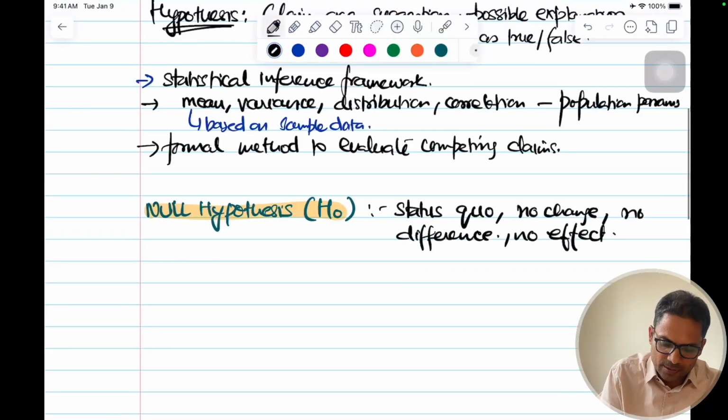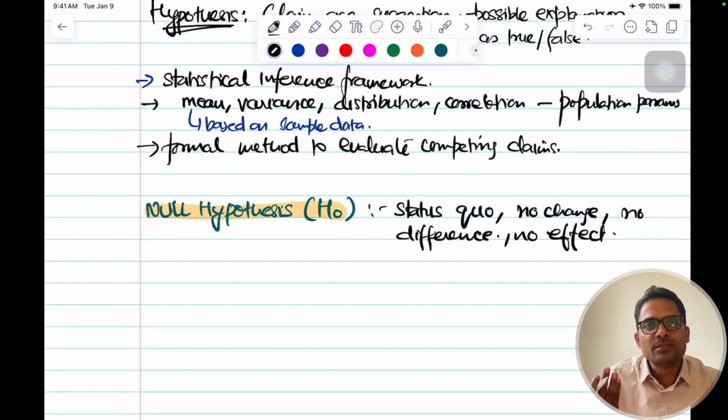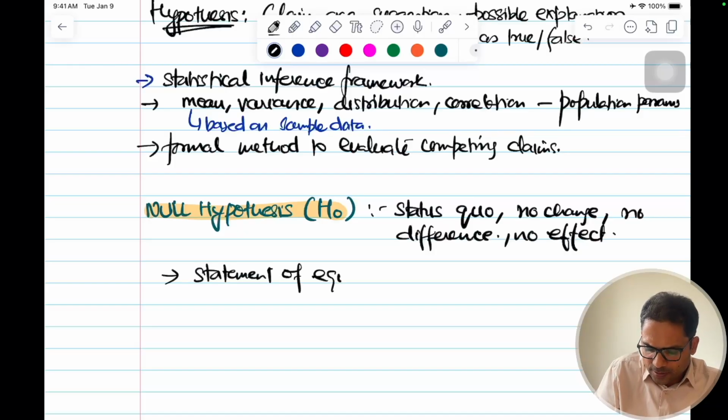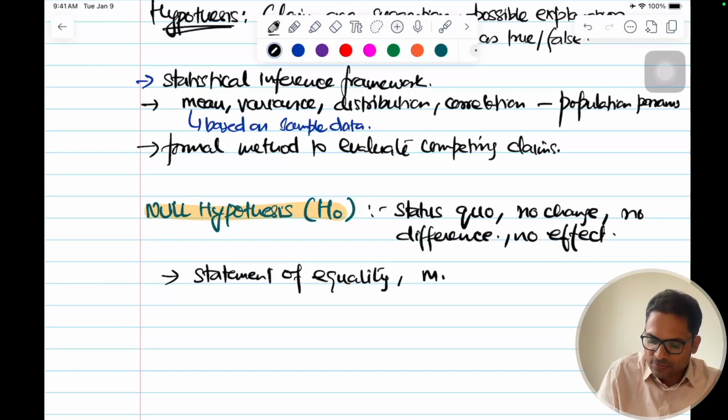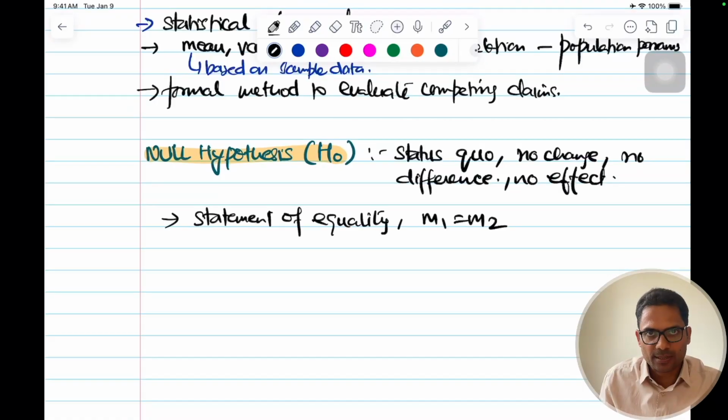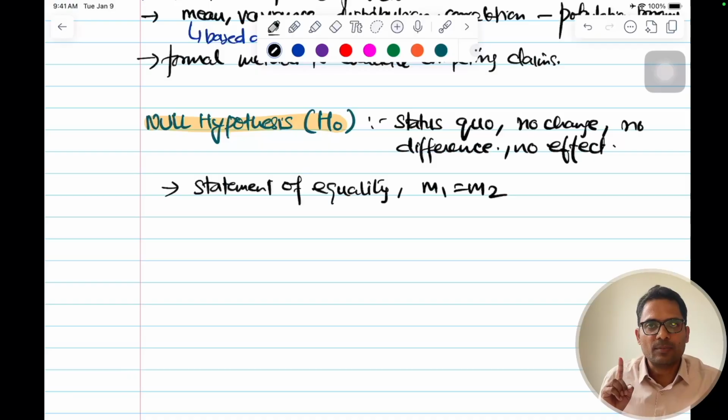So for example, if I'm testing the mean of two samples, the average height of two samples, then mostly it is an equality, both are equal. So this is a statement of equality. Almost always that will be the case, unless you formulate it in a different way. So I will say that the mean of the first group is equal to the mean of the second group. The mean height of the first group is the same as the mean height of the second group. Two samples I have collected from two different populations, representative. That's your null hypothesis. I hope the null hypothesis is clear.